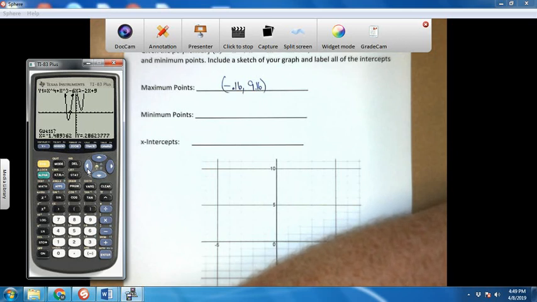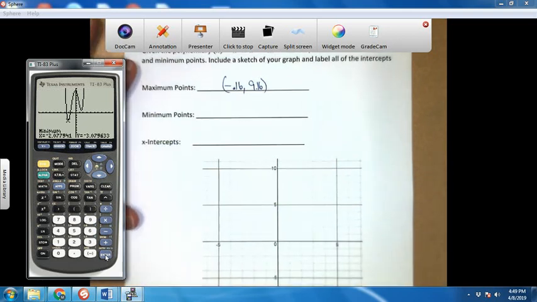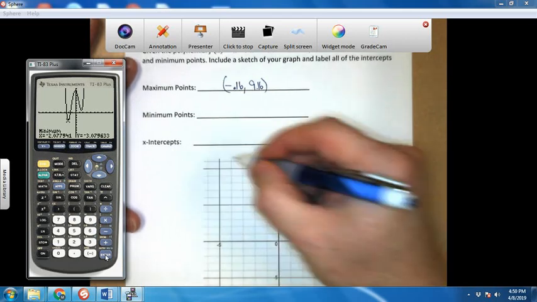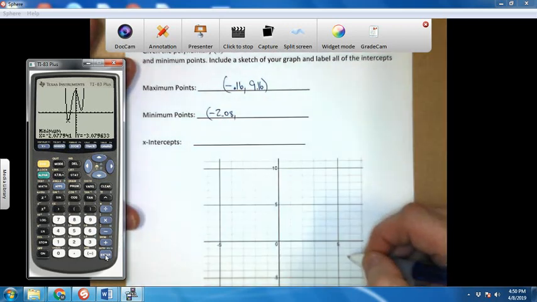And so it's going to look in between these values. So I'm going to press enter. And it tells me that turning point, that minimum, is at negative 2.08, because I'm rounding, and negative 3.08.